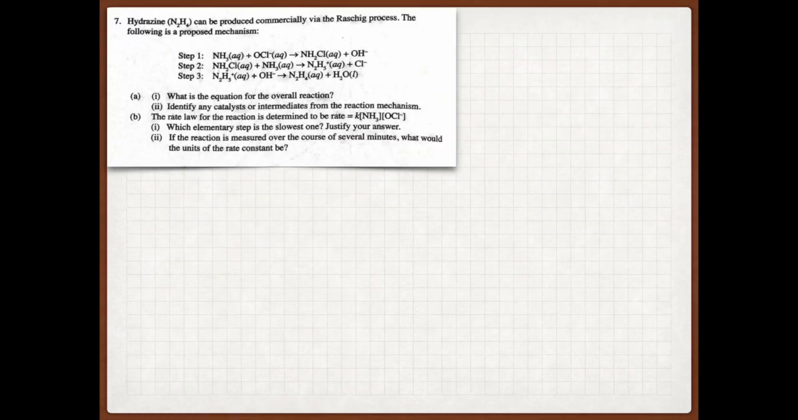In 7, it gives you this reaction. It says, what is the equation for the overall reaction? So what I would recommend is canceling out anything that's the same on both sides, and what you should end up getting is what I just wrote there.